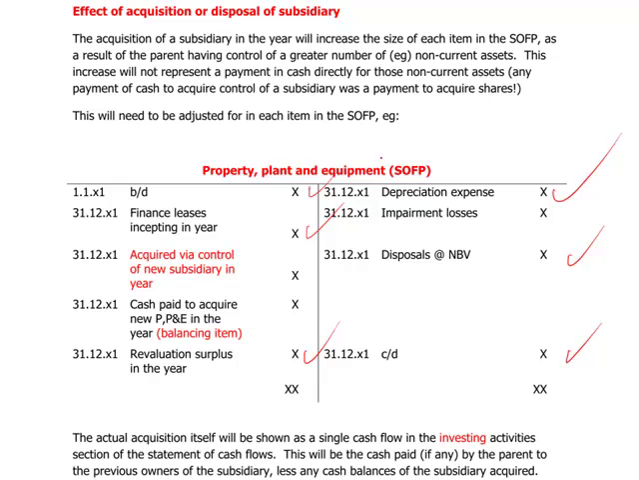So when you put all this together, because here we have disposals as well, you have here acquired via control of new subsidiary in the year, so various acquisitions, and anything remaining, if it seems on this side in our T account, is on this side. The missing figure must be on the debit side, an acquisition, cash paid to acquire new property, plant and equipment, and that figure is entering your consolidated statement of cash flow in investing activities.